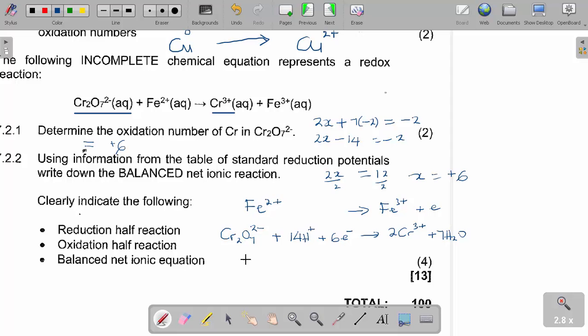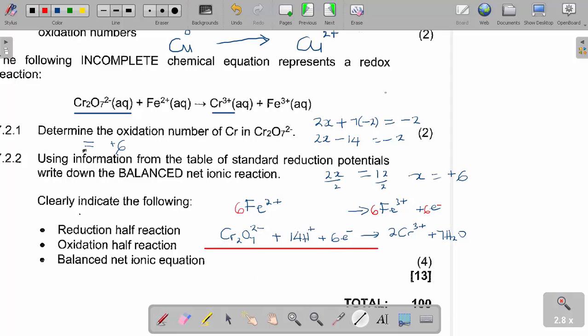Now, note something here, guys. To get our overall equation, we must balance the electrons. Because these are 6, it means I must multiply this equation by 6 as well. So I'm going to multiply my first equation by 6. What is 6 times 1? I get 6 here. 6 times 1, I get 6 here as well. After having 6 electrons at this side and 6 this side, now I can add to get the overall net ionic equation, which the question wants me to get.